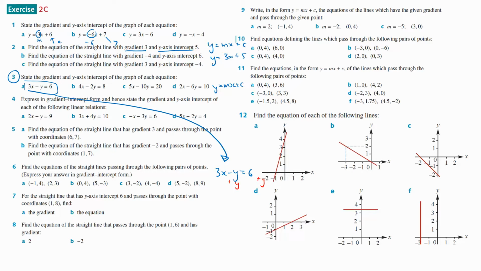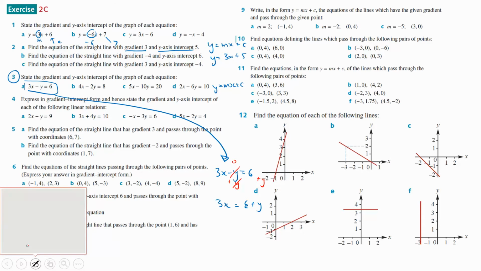There's nothing wrong with adding y's. Negative y plus y is 0. It's like saying negative 1 plus 1, or negative 2 plus 2. It cancels out to be 0. So what do I have now? I have now 3x is equal to 6 plus y. But I don't want 6 plus y. I just want y. Y equals something. So I need to remove the 6.